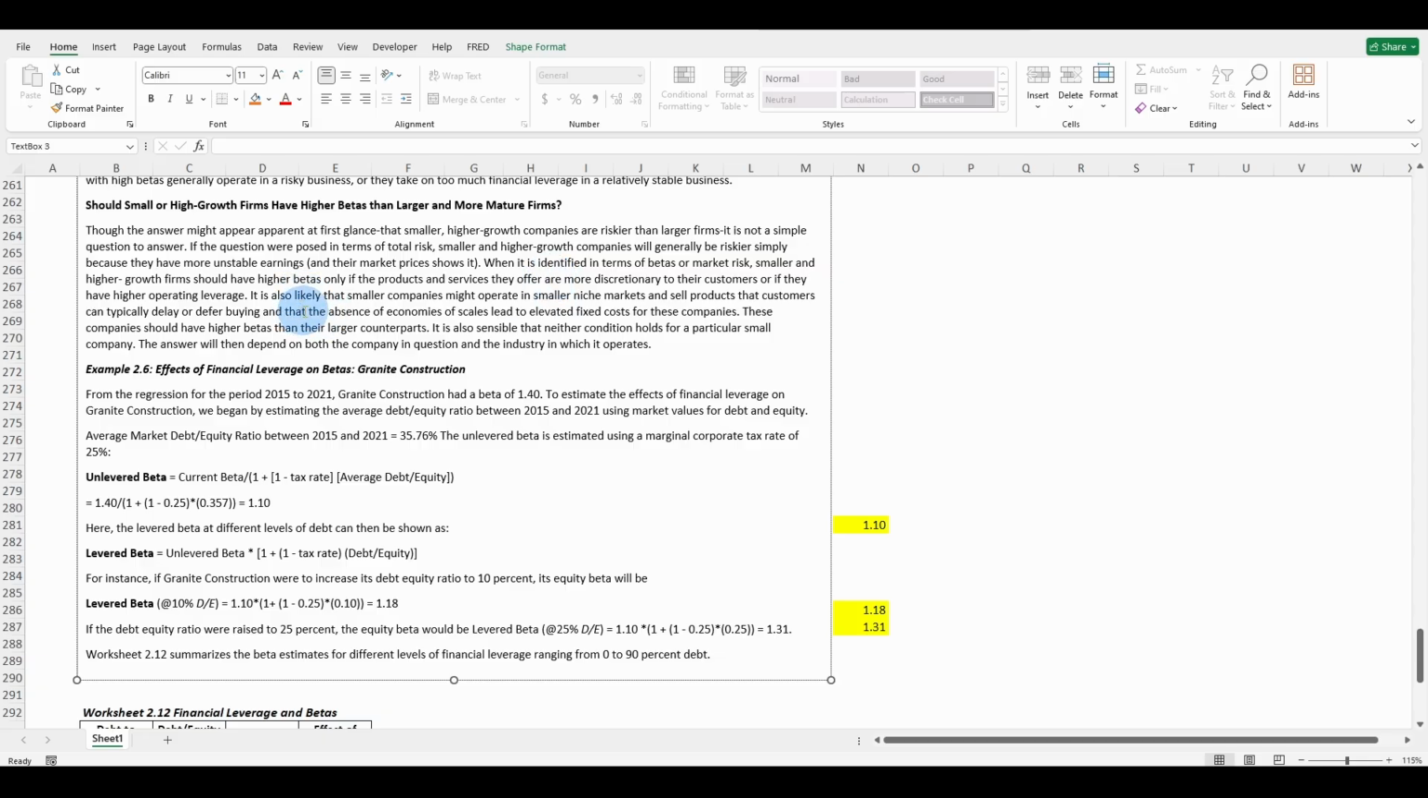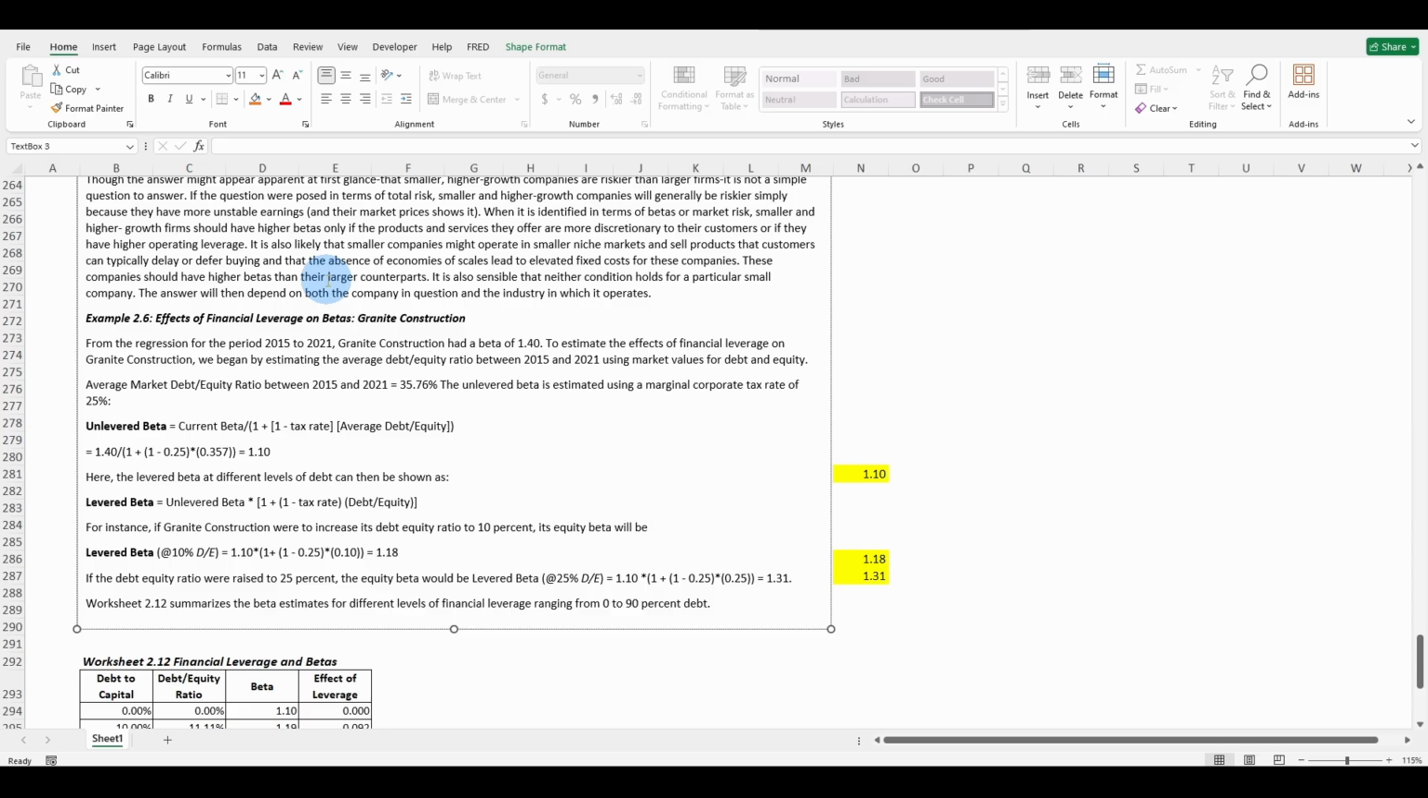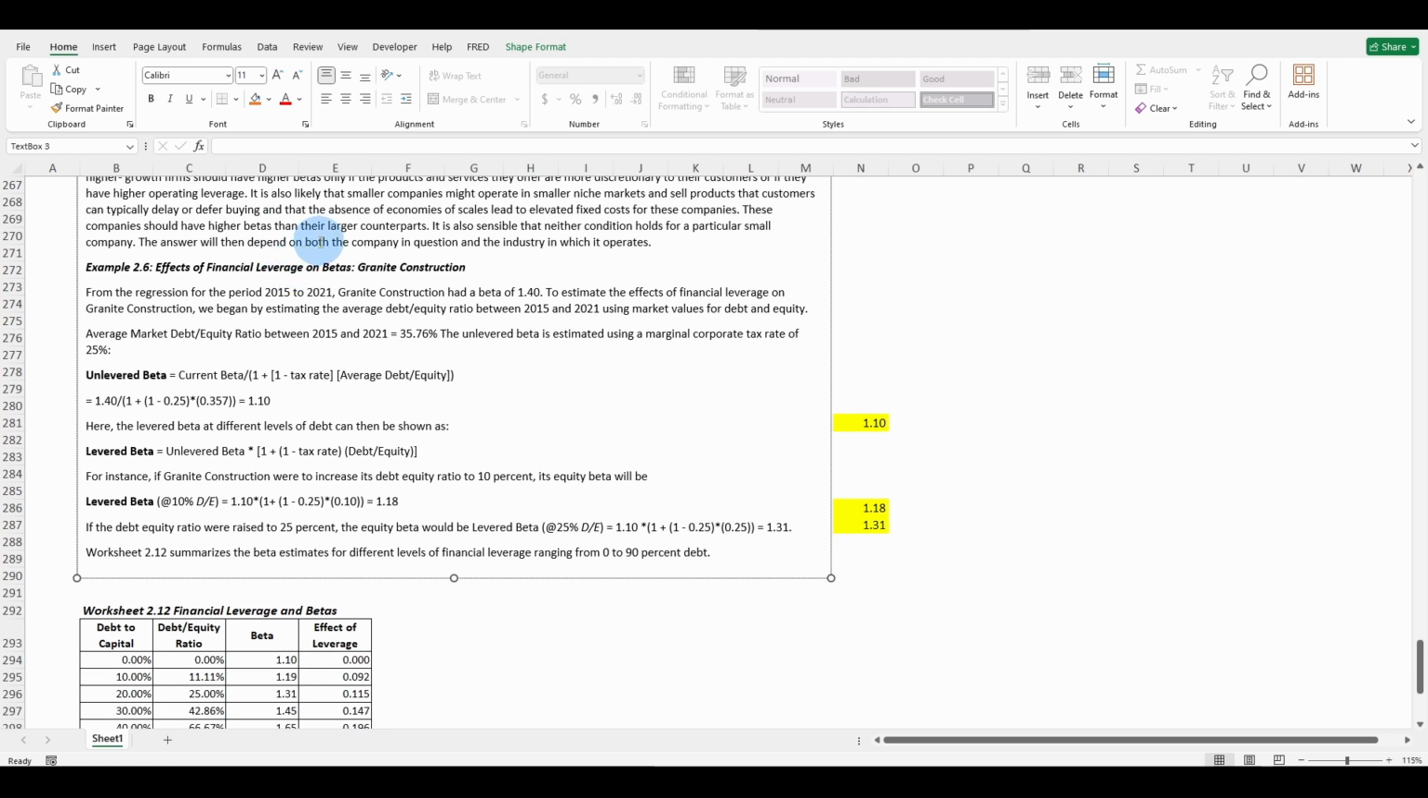It is also likely that smaller companies might operate in smaller niche markets and sell products that customers can typically delay or defer buying, and that the absence of economies of scale leads to elevated fixed costs for those companies. These companies should have higher betas than their larger counterparts. It is also sensible that neither condition holds for particularly small companies.